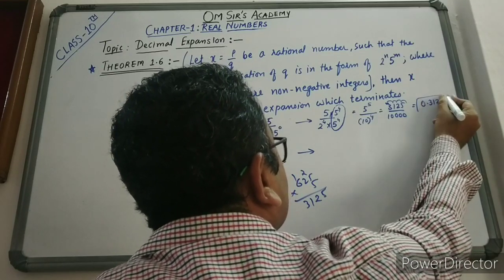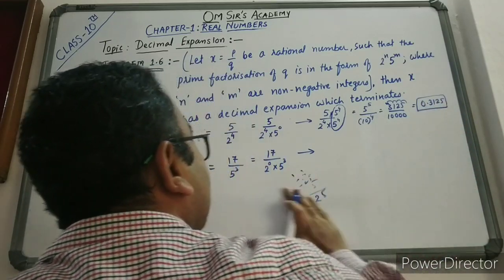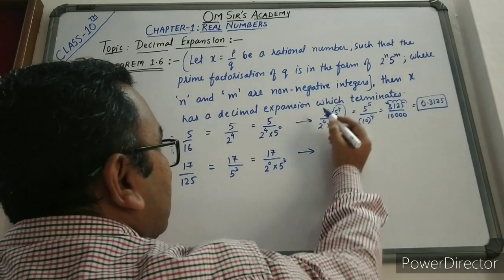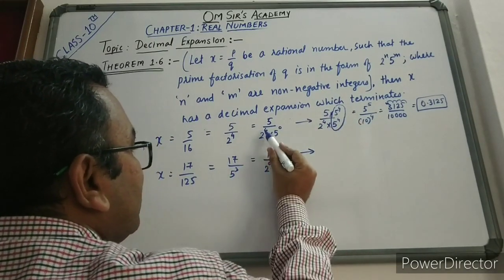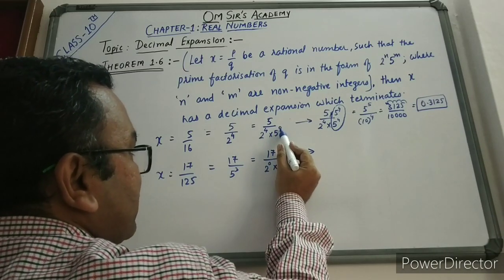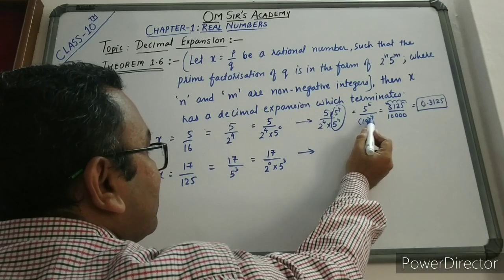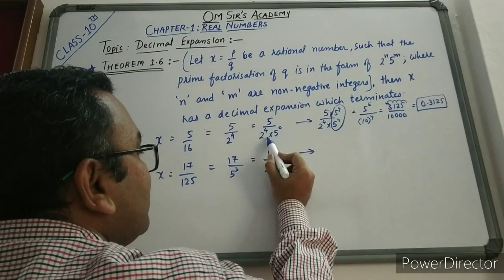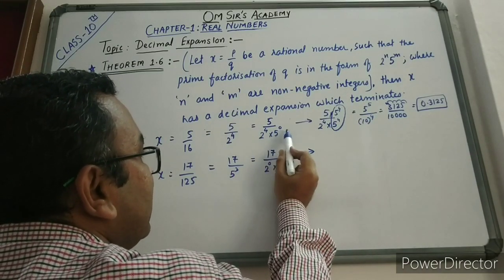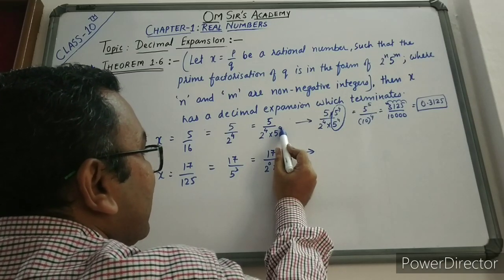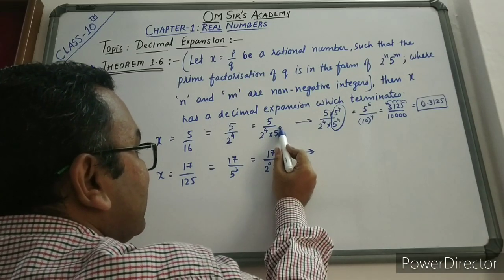0.3125. Okay, so this is the terminating decimal expansion. Okay, once again. So it was 5 upon 2 raised to 4 into 5 raised to 0. Is it clear? Here I need to bring 10 raised to some power. So what will I have to do? I will have to make the powers of 2 and 5 equal. Here the power of 5 was 0, so I need the power of 5 to be 4 here.